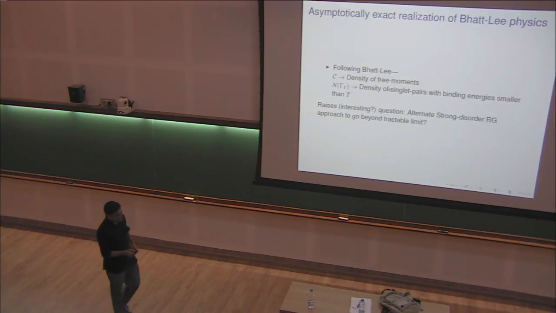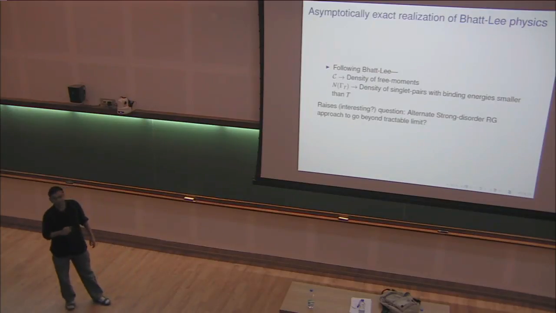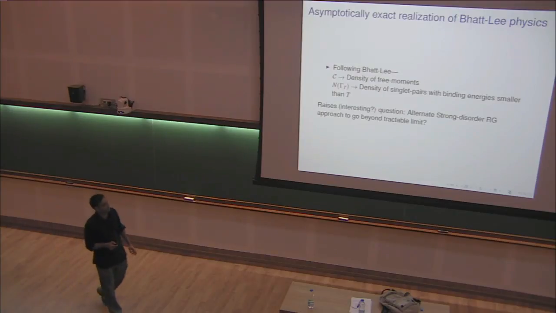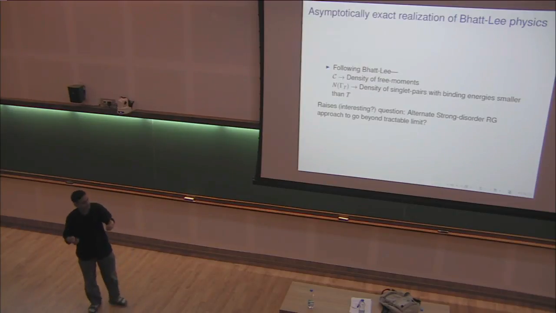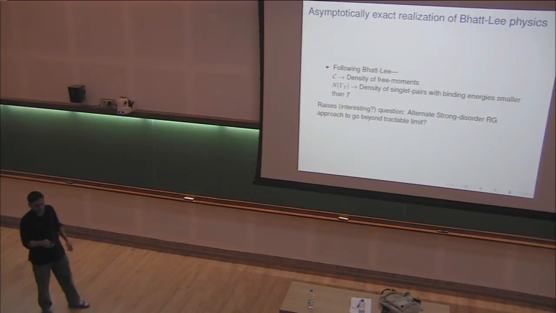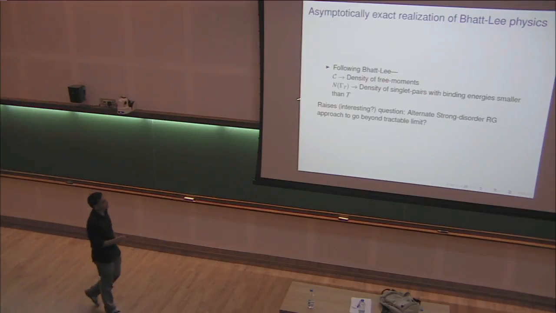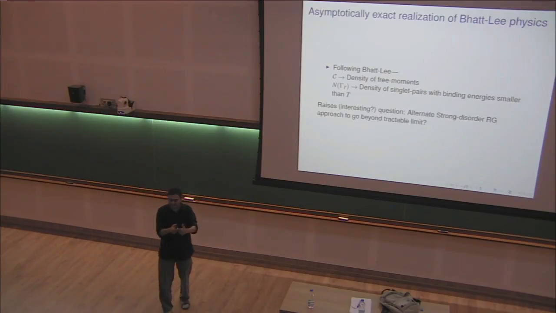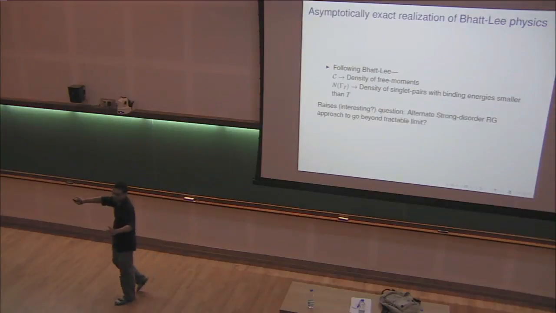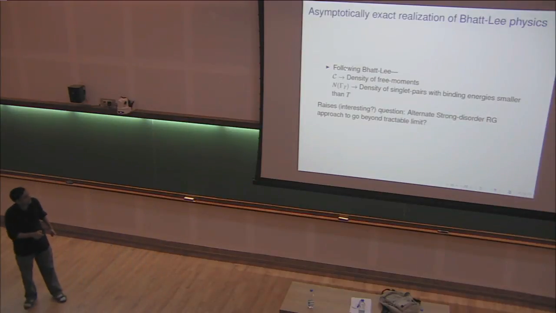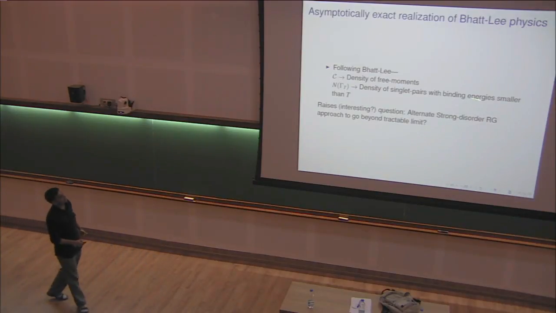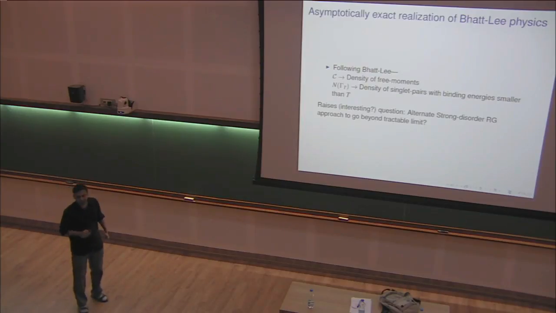So what I want to emphasize is that this gives me an exact realization, an asymptotically exact realization, of what looks like at least Bhatt-Lee physics in a 2-dimensional system of SU2 spins, which happen to be in a Majorana spin liquid state. And following Bhatt and Lee, I can interpret C as the density of free moments, the density of moments that never pair with anything else all the way down to 0 energy. And n of gamma is then the density of singlet pairs with binding energy smaller than gamma.